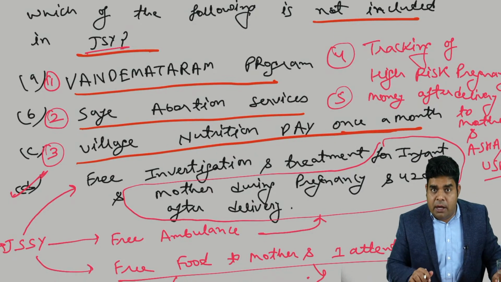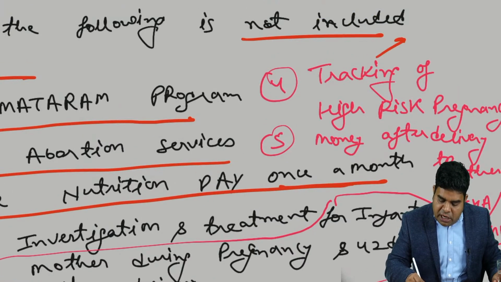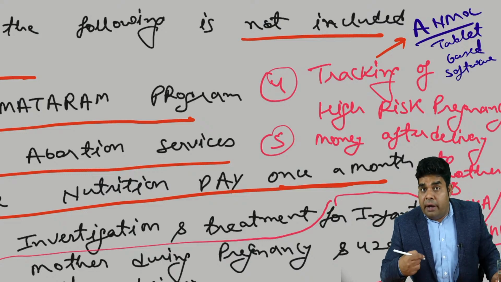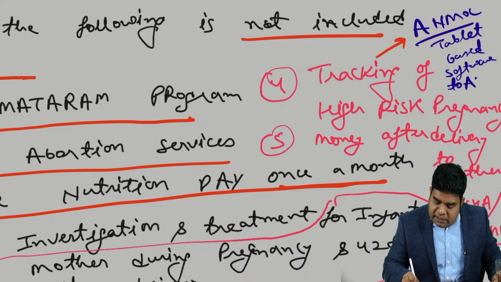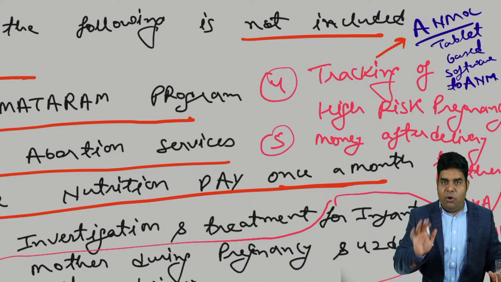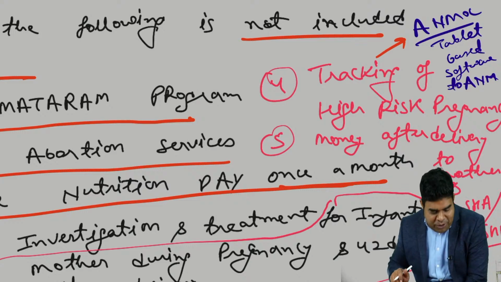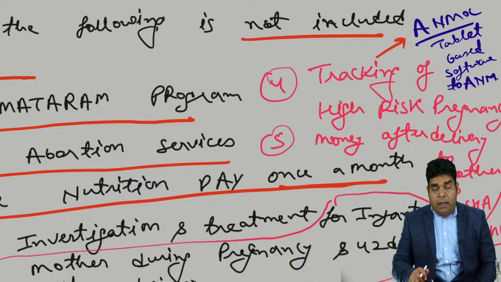after these three things, there is tracking of high-risk pregnancy, and this is done by Anmol. Anmol is a tablet-based software given to the ANM for tracking of high-risk pregnancy and data reporting. Only in theory, not in reality, it is given to the ANM for data reporting. Maybe in some developed states it is happening, but not in most parts of India. So this is the fourth work.